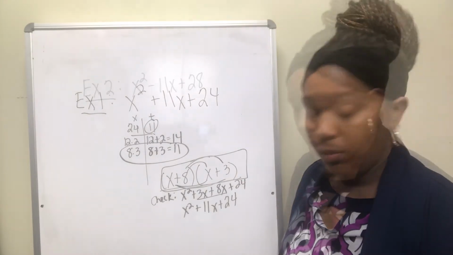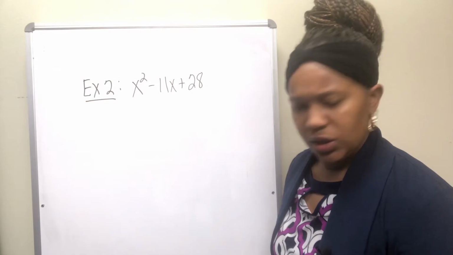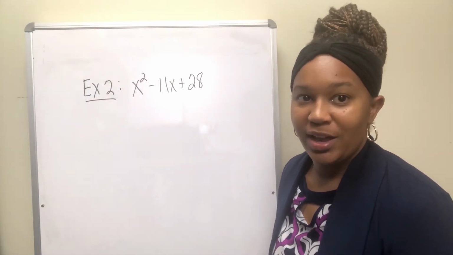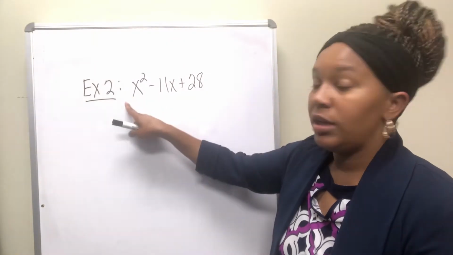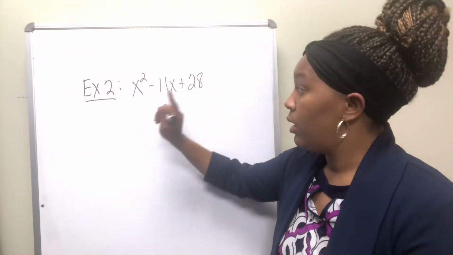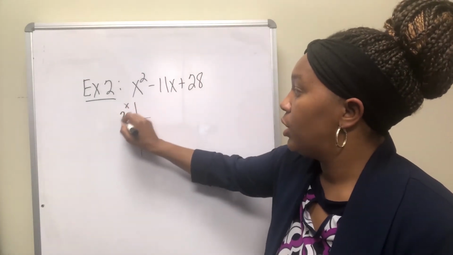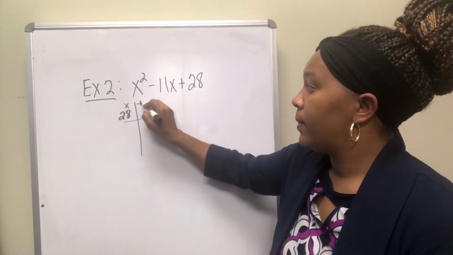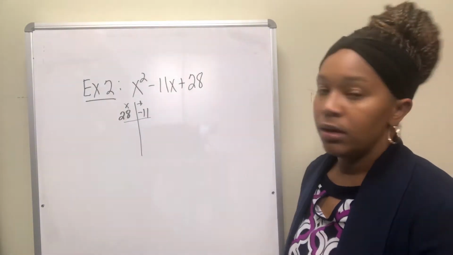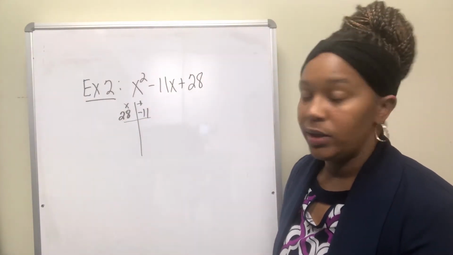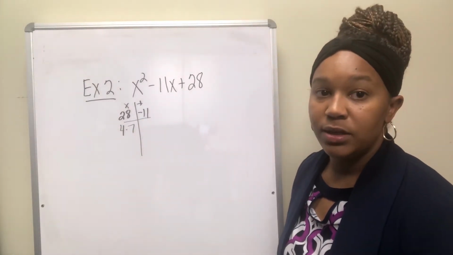Let's do another example. Example 2, we want to factor x squared minus 11x plus 28. Again, there are 3 terms, which makes it a trinomial. Your leading coefficient is 1. And so you want to take factors of the constant term, which is 28, that add to the middle term, which is negative 11. So just start listing your factors of 28. And the first ones that come to my mind are 4 times 7. 4 times 7 is 28.